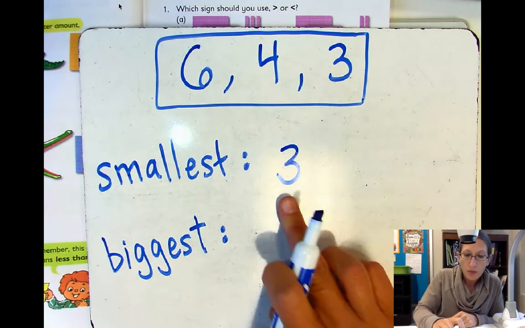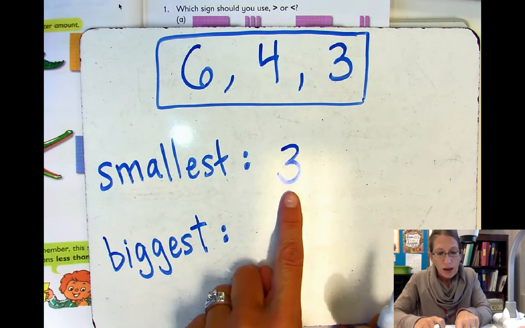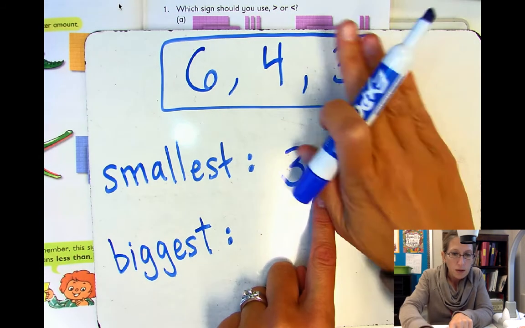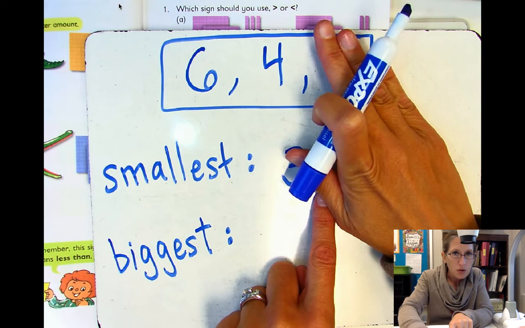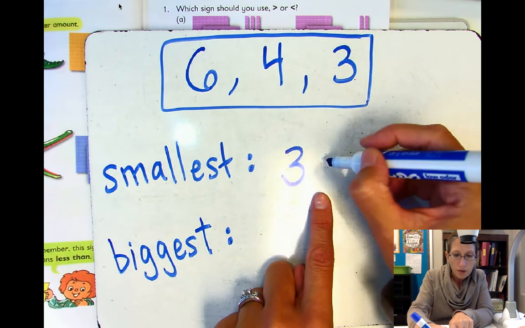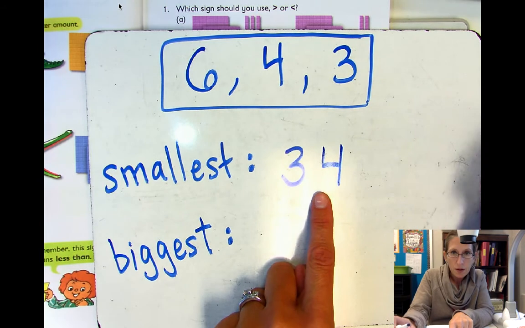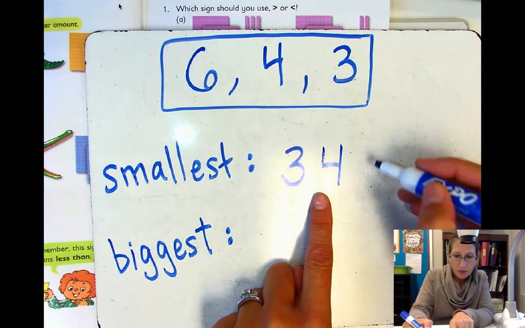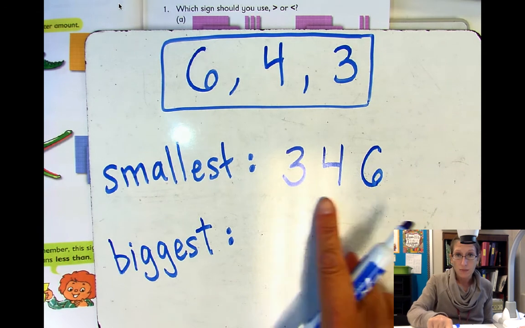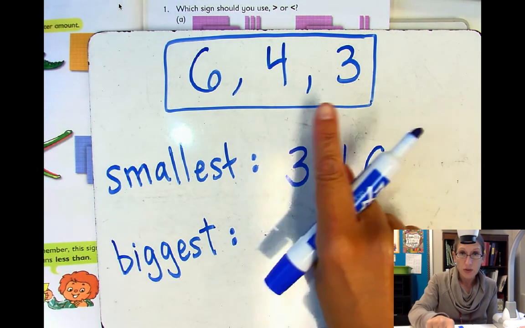So I'm going to put my 3 in the hundreds place. And then I'm going to put my next smallest one. I already used 3, so I'm going to cover that up. 4 or 6? I need the smaller one. It's 4, right? So I'm going to put my 4 here. And then the number that's left over is 6. So this is the smallest 3-digit number we can make with these digits.